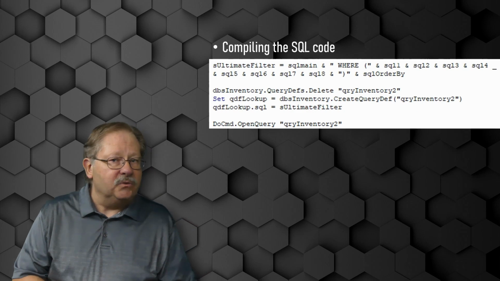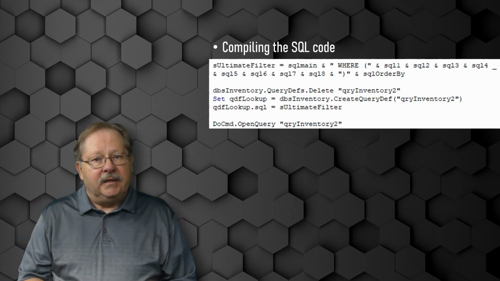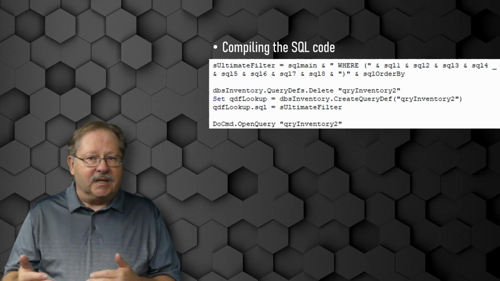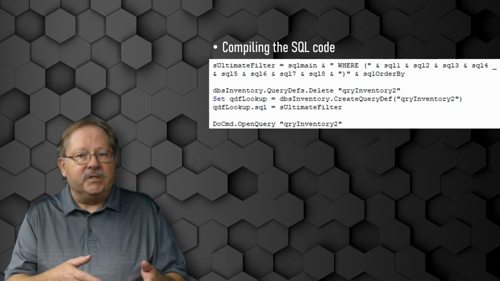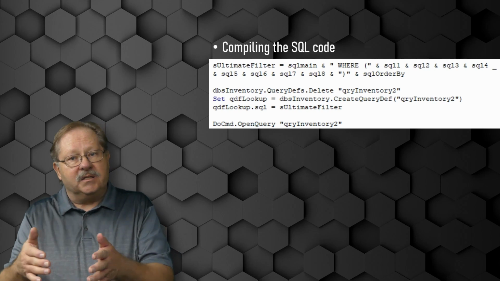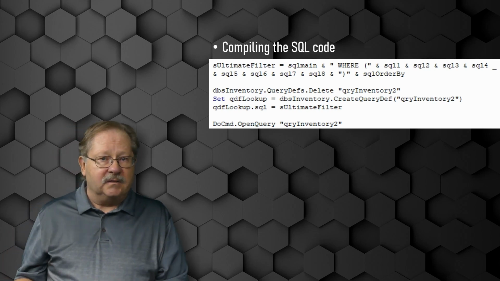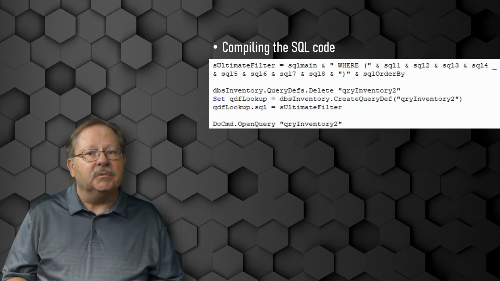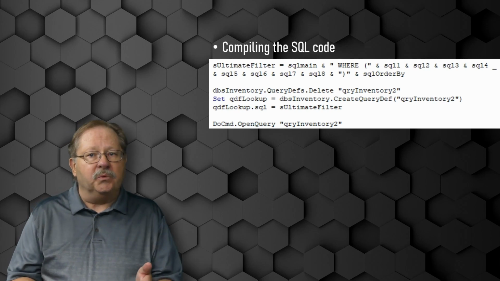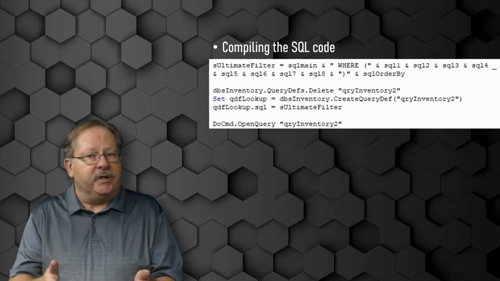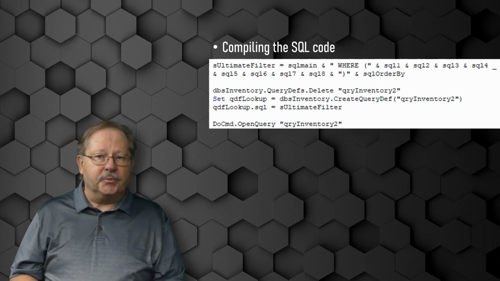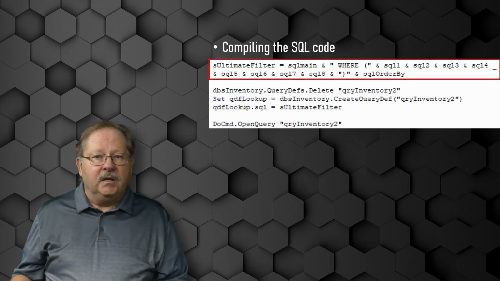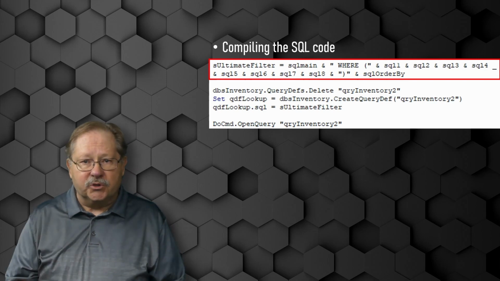Now at the end, we compile the SQL code. And the SQL variable that we're assigning it to is sUltimateFilter. Now you can see the SQL main at the beginning and the SQL order by at the end. The where clause is assembled in the middle, starting with the where keyword, and then SQL1, 2, 3, all the way until we get to 8. And then closing it out with a closed parenthesis. Now you can see that it assembles quickly.